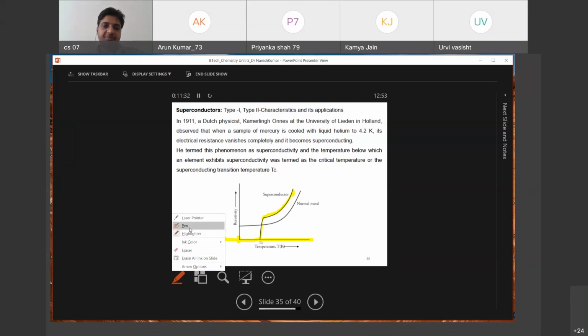So at a particular temperature, your electrical resistance is finished, it becomes absolutely zero. This temperature here is the critical temperature. So this happens in the case of superconductors. Superconductors, when you cool them to a particular temperature, that is the critical temperature of that metal, they will show superconductivity. This is a feature of a superconductor.